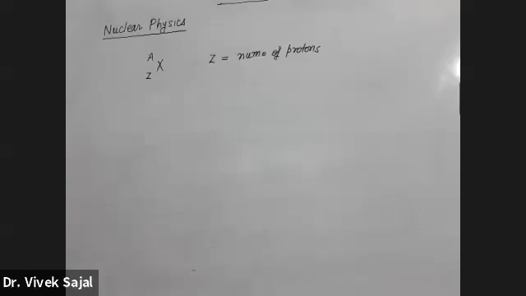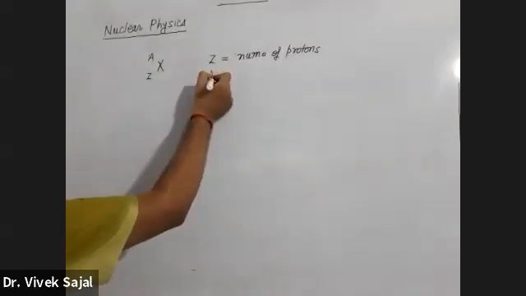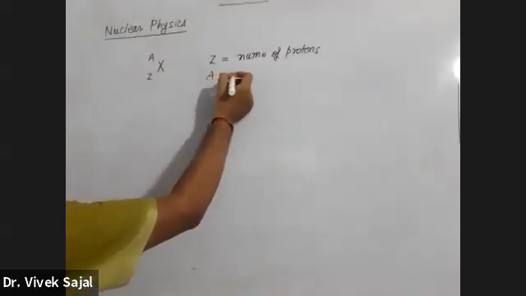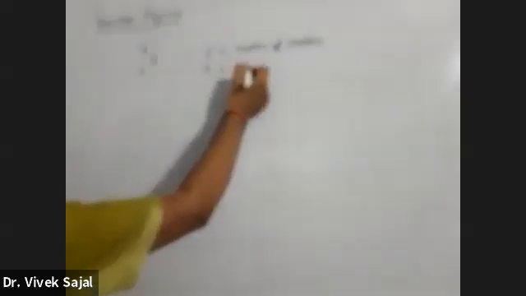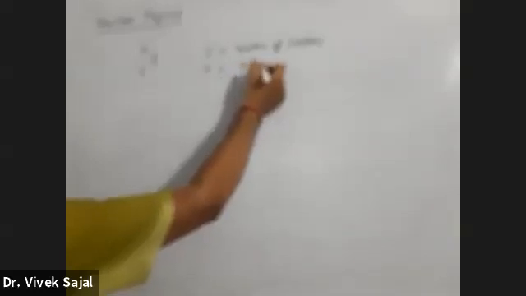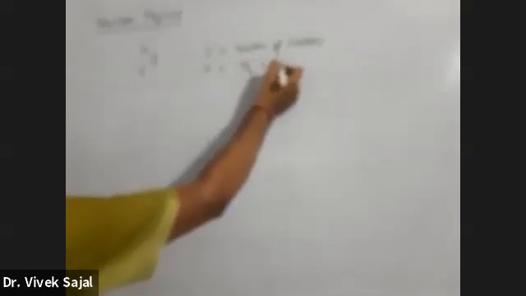And this A is known as the mass number. This is equal to the number of protons plus the number of neutrons.